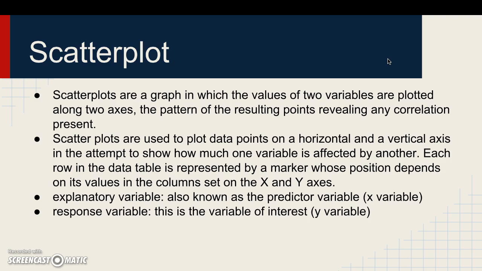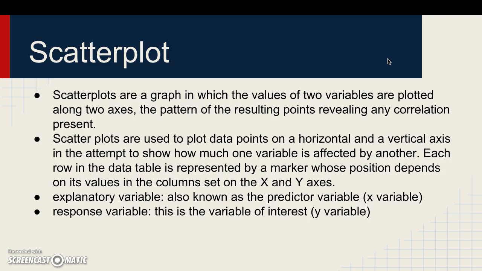Scatterplots. Scatterplots are a graph in which the values of two variables are plotted along two axes, the pattern of the resulting points revealing any correlation present. Scatterplots are used to plot data points on a horizontal and vertical axis in the attempt to show how much one variable is affected by another.